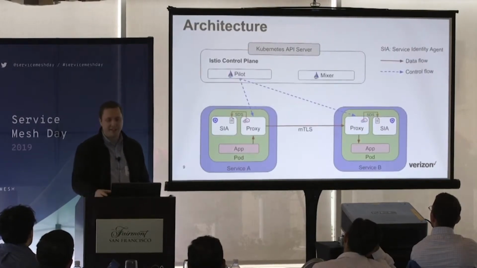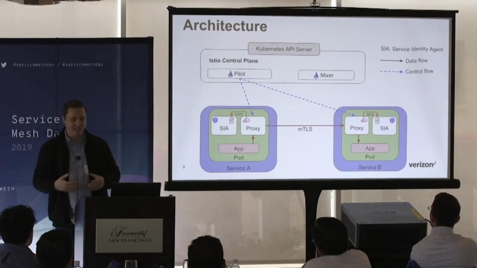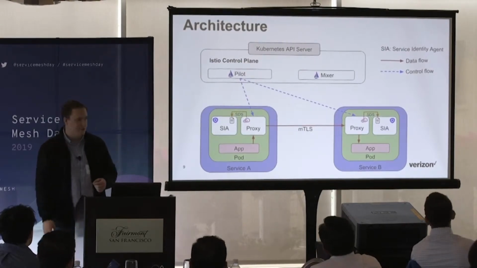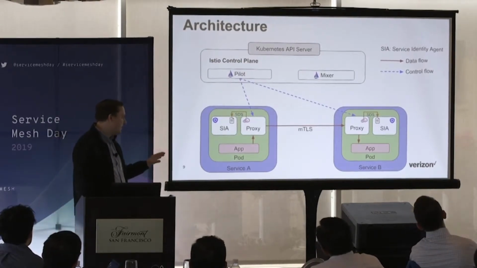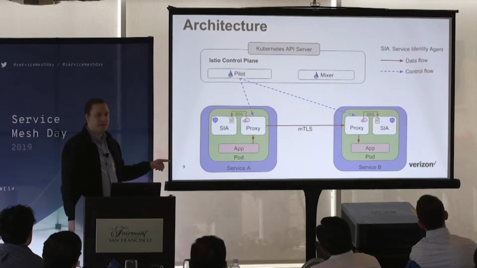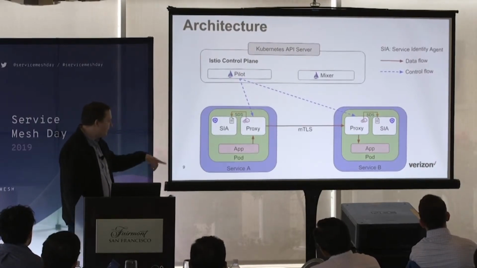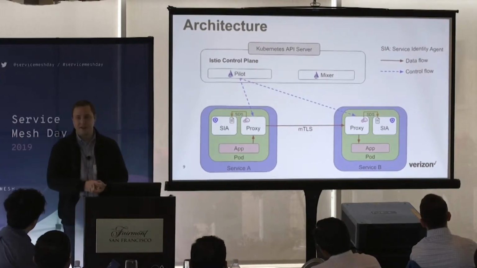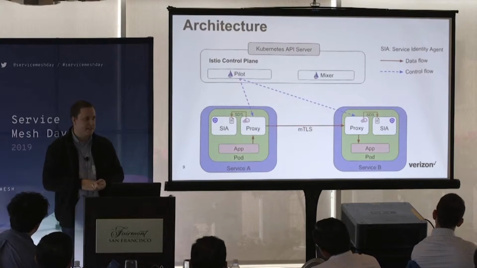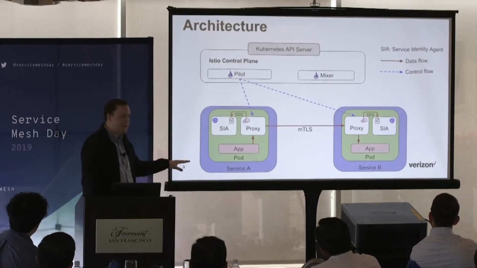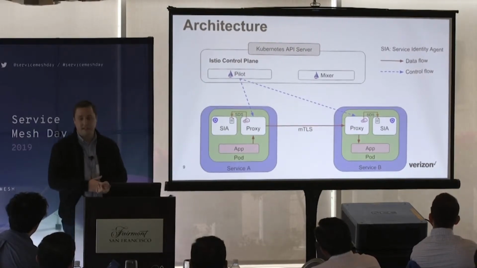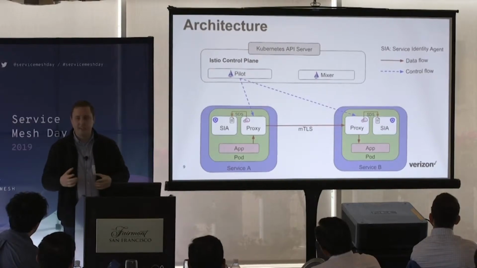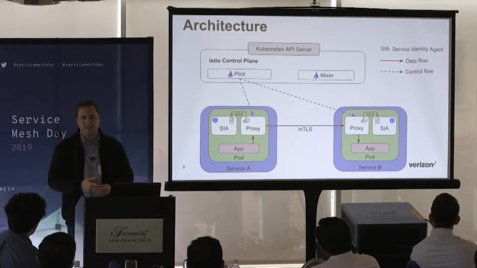Okay, now to get into the architecture of how this communication works. As you can see here, we have service A on the left and service B on the right. Service A wants to make a mutual TLS request to service B. The application pod itself has three containers within it. One of them is the main application. We have the SIA sidecar, which is the service identity agent, and the Envoy proxy.